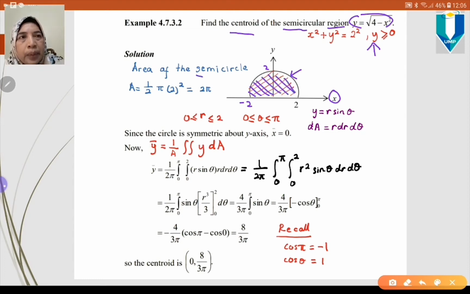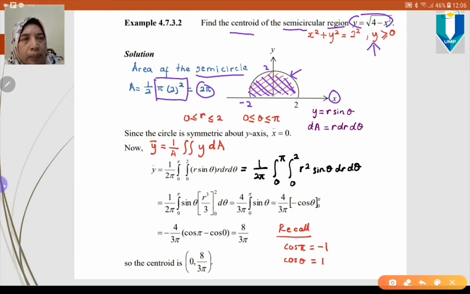So the area of a semicircle is half of a circle. You know the area of a circle is pi r squared. So you substitute the values in here, and you will get half times 4 pi. And then you get this answer for the area of the semicircle.